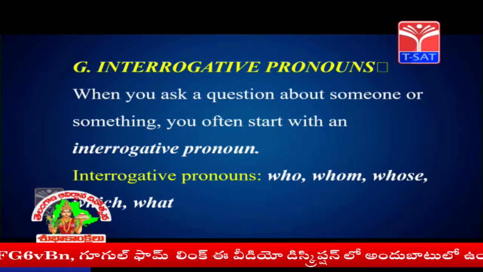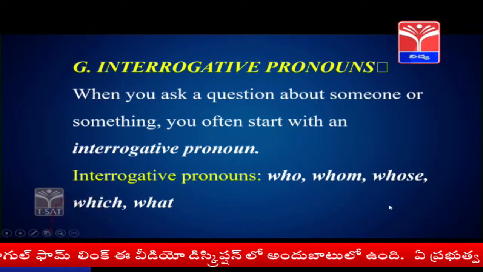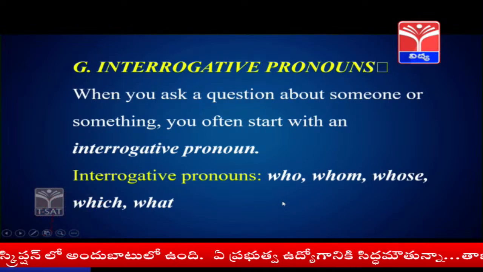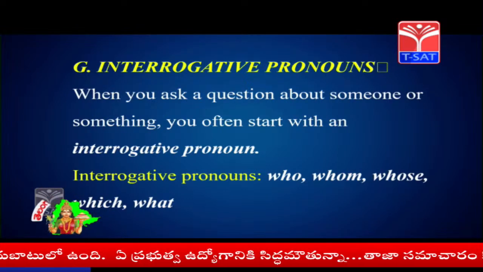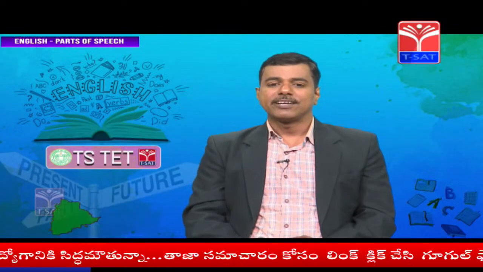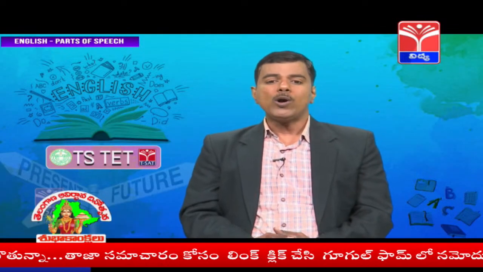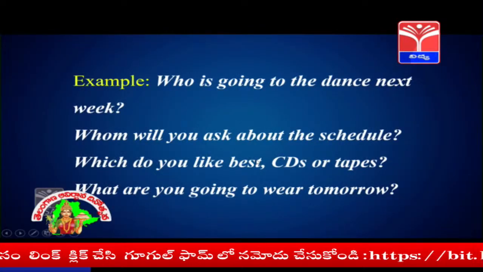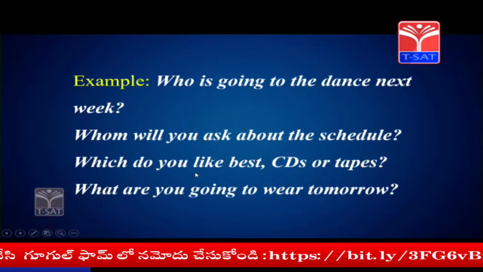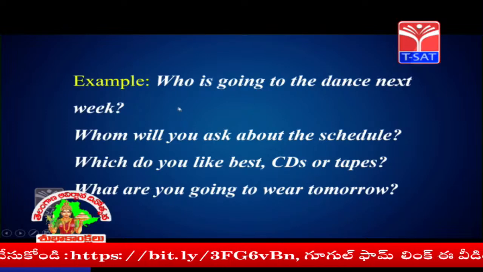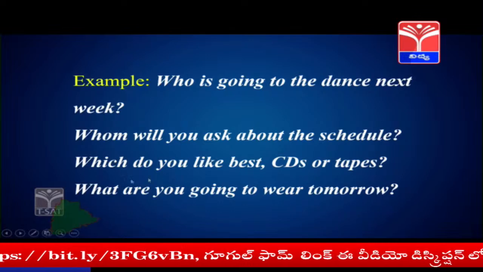The next category is interrogative pronouns. When you ask a question about someone or something, you often start with an interrogative pronoun. There are certain examples given here: who, whom, whose, which, what. Examples: who is going to dance next week? Whom will you ask about the schedule? Which do you like best, CDs or tapes? What are you going to wear tomorrow?